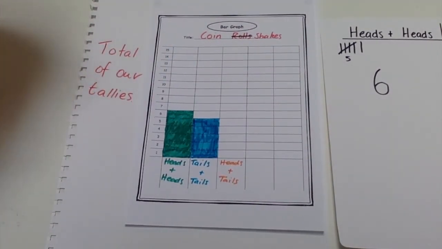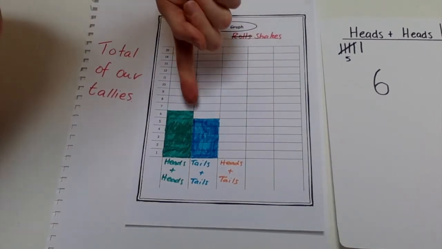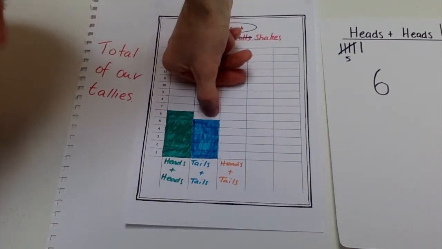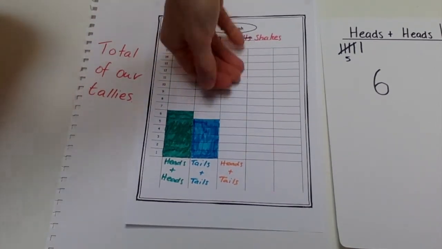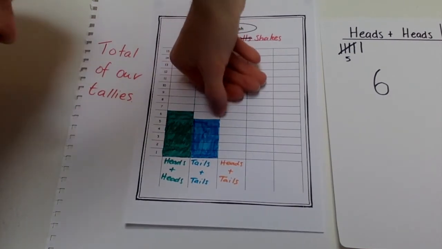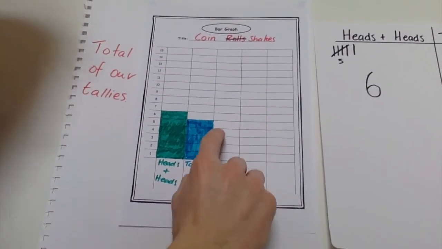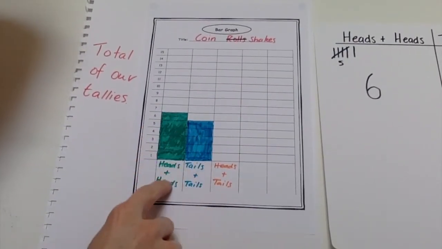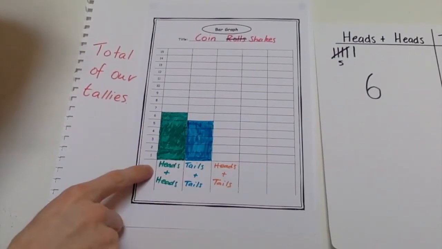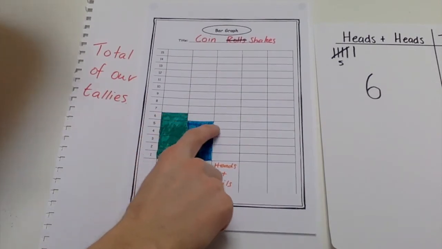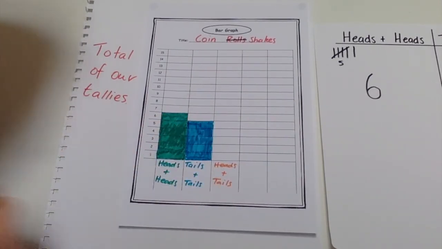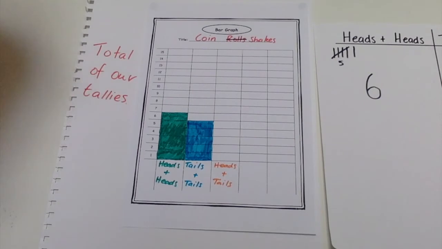See? Now, do you notice that there's one box missing here? Well, it's not really missing. It's only because our result was 5. Okay? So it was one less. Tails and tails was one less than heads and heads. So see how it's gone down? Like that. Okay? That's what bar graphs look like.